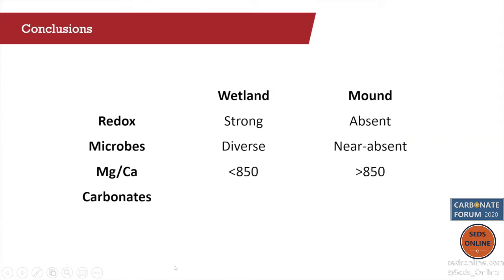Mg-Ca ratio in the wetland is less than 850 and also less than 850 in the water saturated zone of the mound, and greater than 850 in the vadose zone of the mound. This correlates with the precipitation of calcium-rich carbonates in the wetland and magnesium-rich carbonates in the mound.